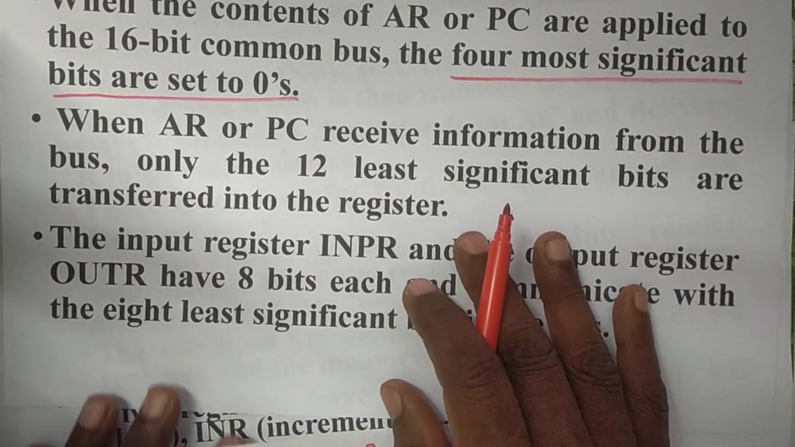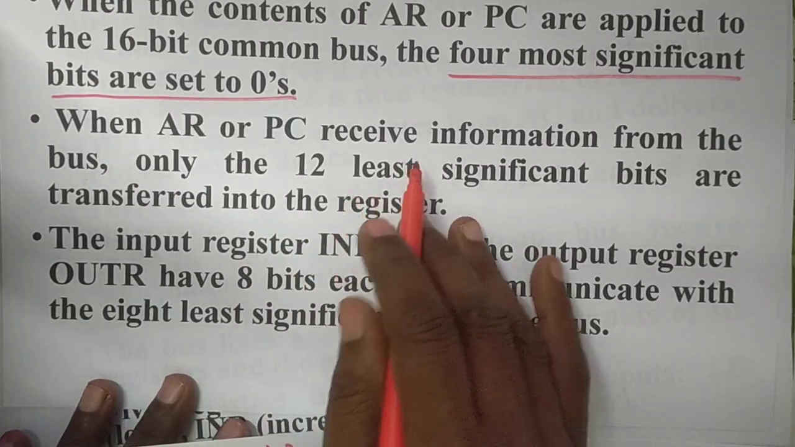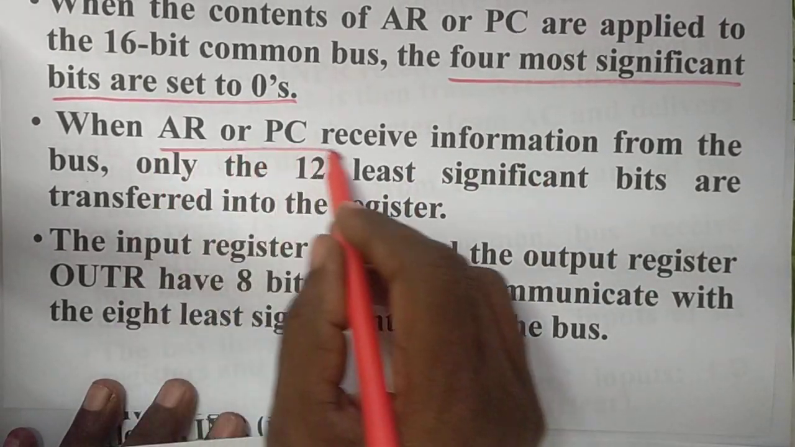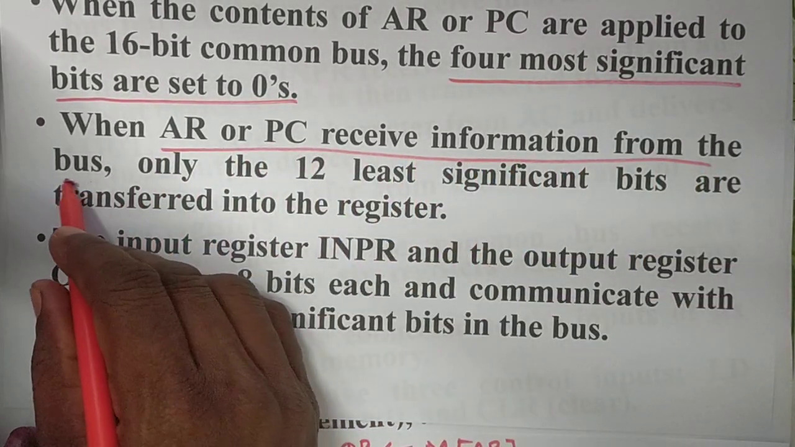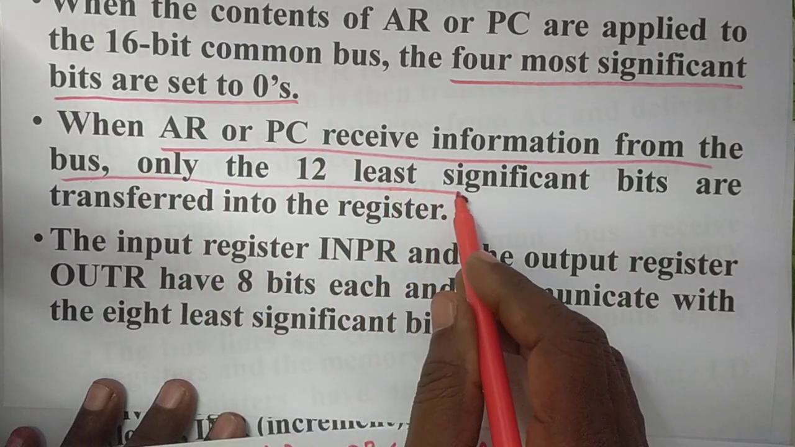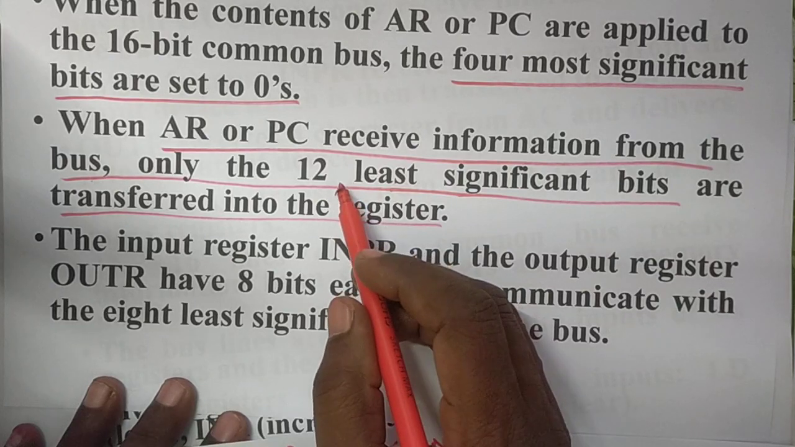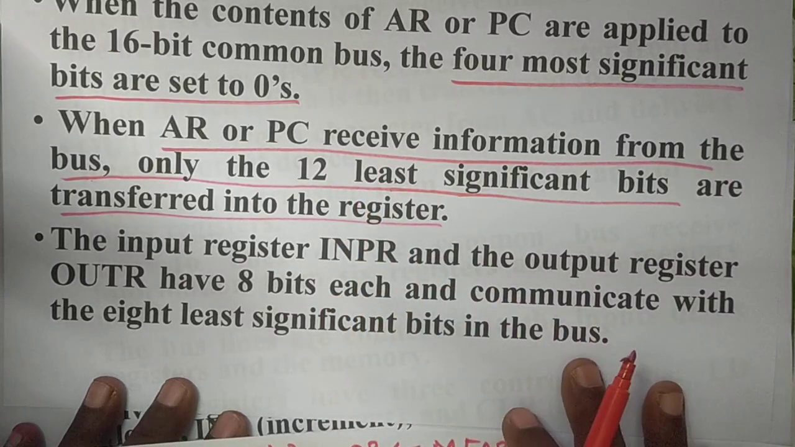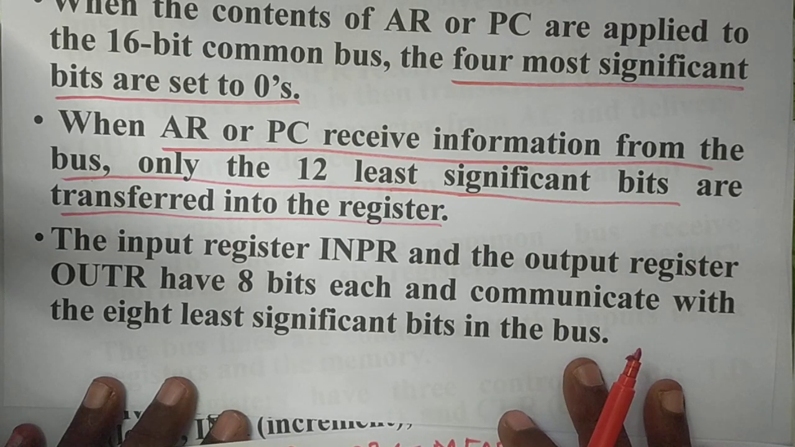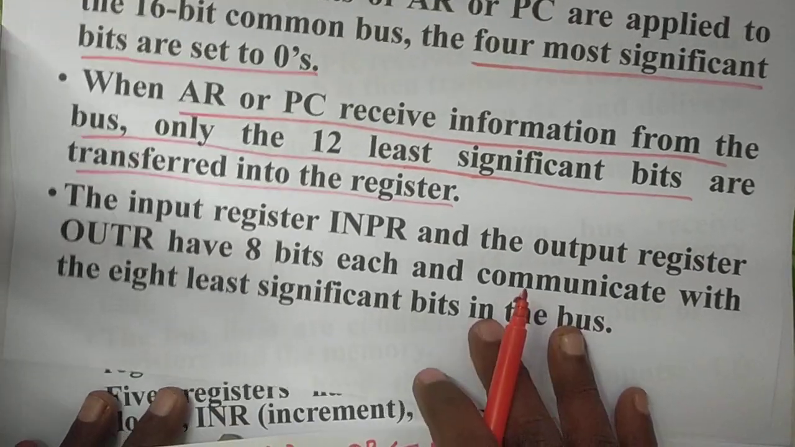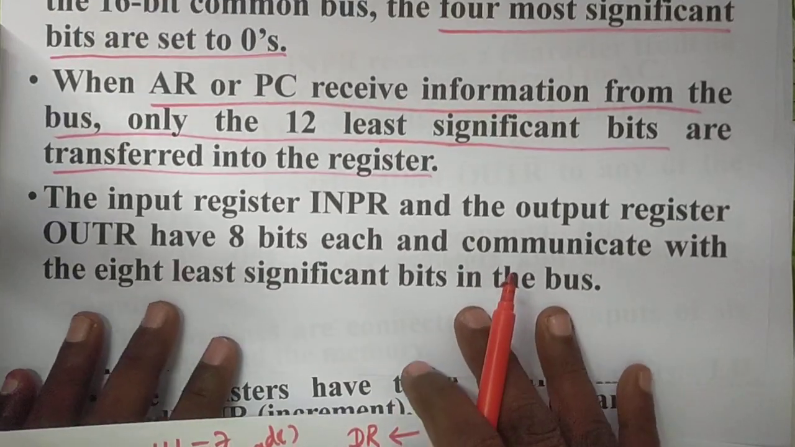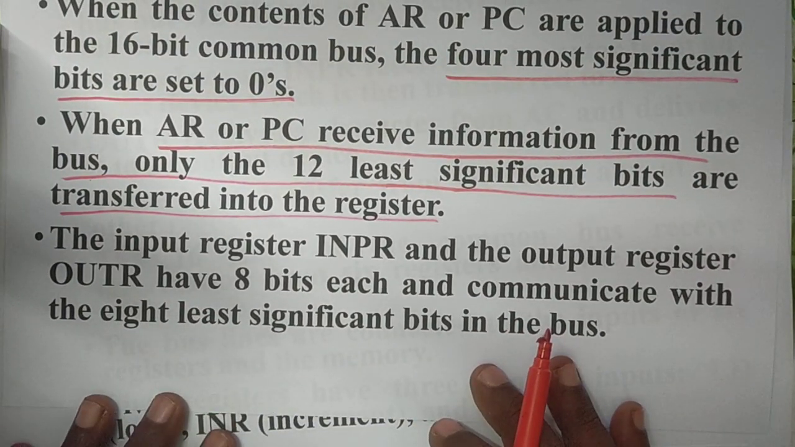And when AR and PC receive information from the bus, only the 12 least significant bits are transferred to the register because it contains 12 bits. So a maximum of 12 bits is transferred to the registers, AR and PC.